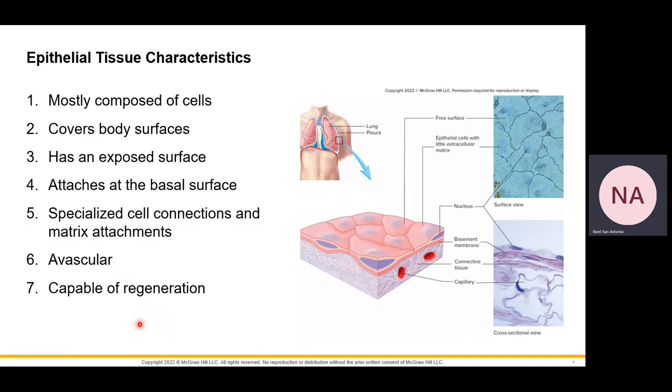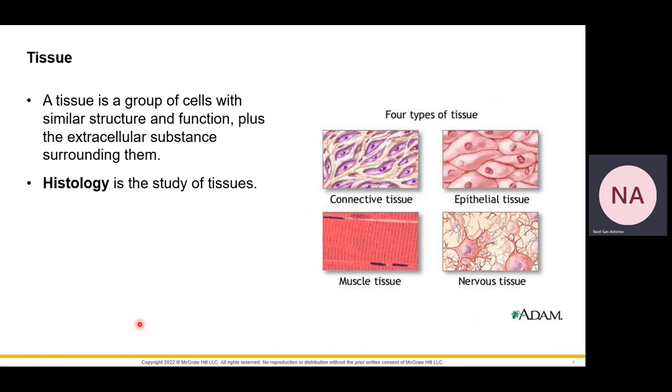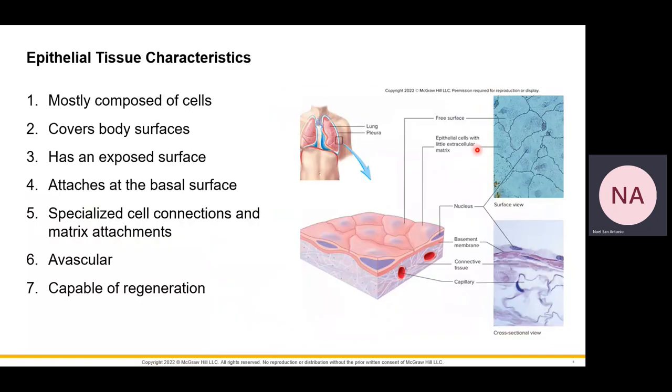Okay, so what are the characteristics of epithelial tissues? Epithelial tissues are mostly composed of cells. What do you mean by that? If you go back to our diagram of the four types of tissues, as you can see, epithelial tissue cells are tightly packed, resulting in a very small amount of extracellular matrix. Unlike the connective tissue and also your nervous tissue, which have large amounts of extracellular matrix. In epithelial tissue, there is only a little because the cells are tightly packed. Hence, they are composed mostly of just cells and a very small amount of extracellular matrix.